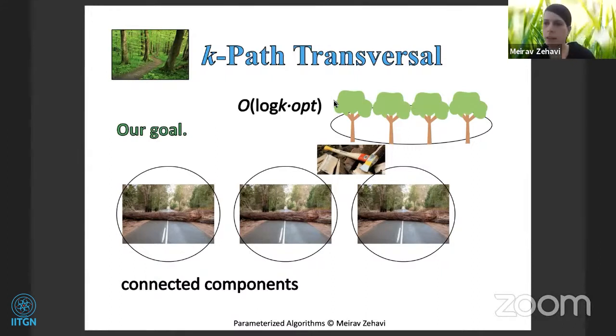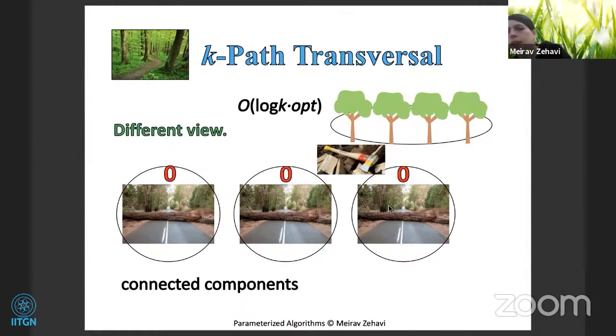In another way, we can think about it like we are trying to find some set of size order log k times opt, such that when we remove it, in each one of the connected components that we have, there is no path on k vertices, but this is the same. And in other words, it is like we want to remove some set of this size, such that in each one of the connected components that we get, the solution size will be 0. This is okay. I mean, we want to not have a k-path in the remaining graph. So in particular, we don't want to have a k-path in each one of the connected components, which means that the solution size in each one of them should be 0. Okay.